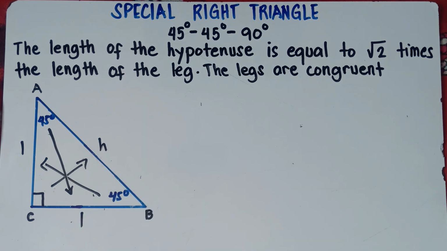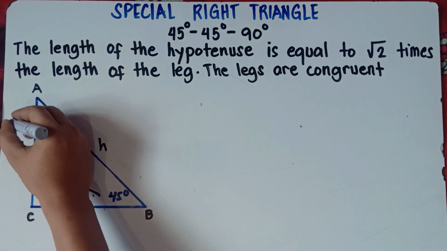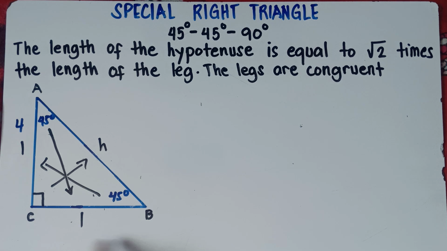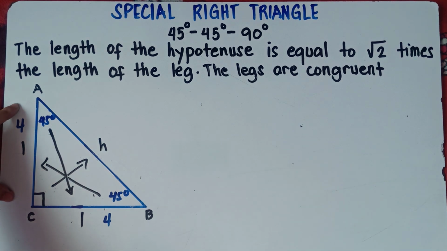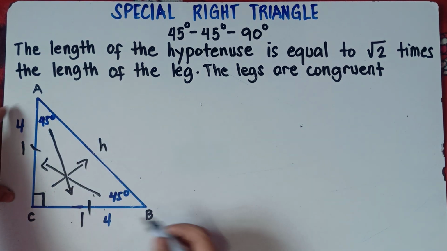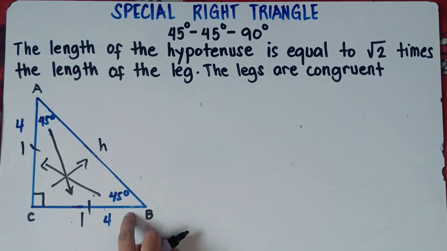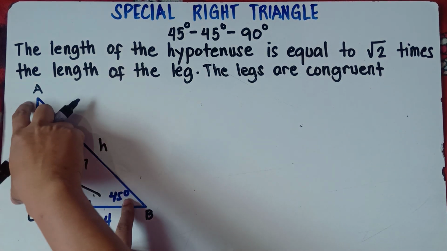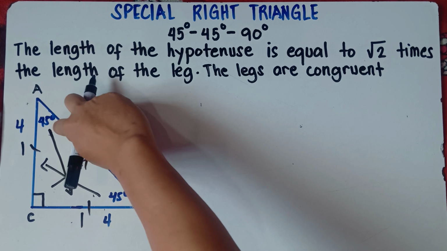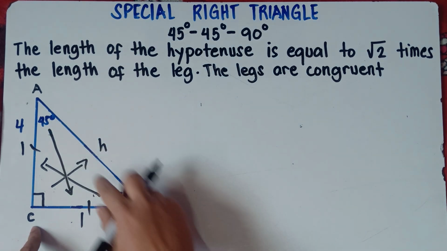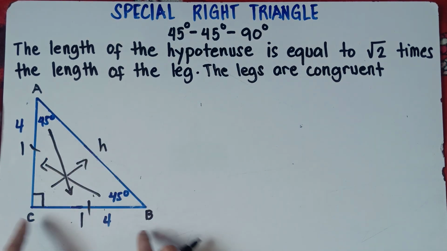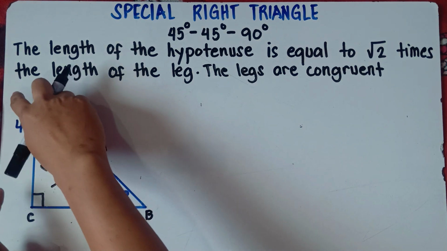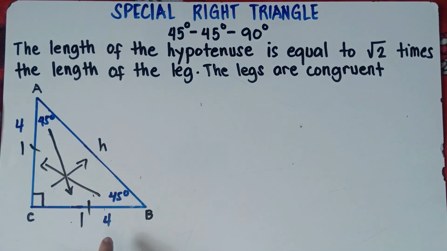So let's give an example, class. If AC is 4, what will be the value of CB? That's correct. CB will also be 4. Question, why is that, sir? Because this leg is congruent to this leg because they have the same opposite angle. Opposite of this 45 degrees angle is AC, and opposite of this 45 degrees angle is CB. They have the same opposite angle, therefore this leg will be congruent to this leg. If this is 4, this will be 4.